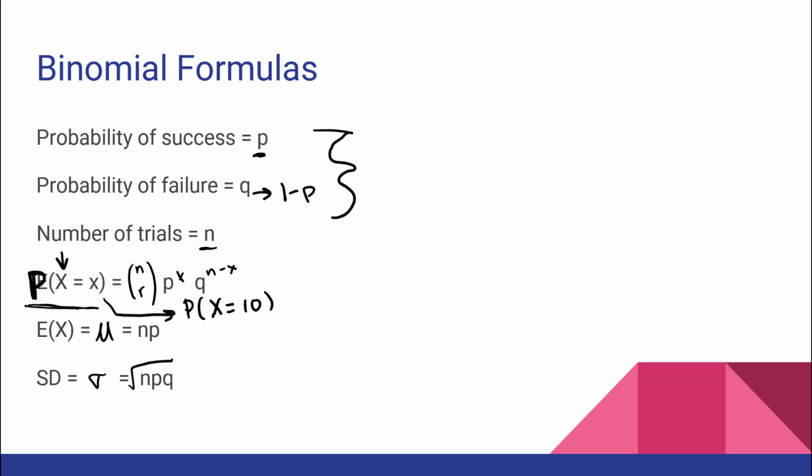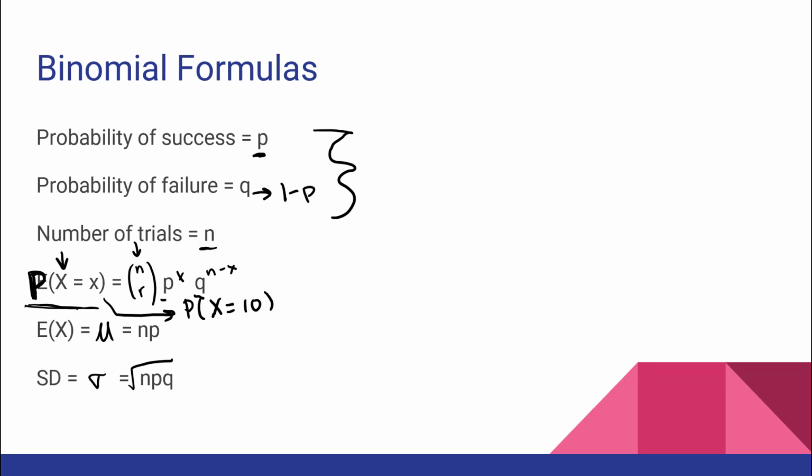So this is equal to the combinations of n choose r. So out of our 50 people, how many ways can we get 10 people out from there? So how many unique groups of 10 can we pull from those 50 people? And then times the probability of success to the power of little x, so 10, and then the probability of failure, q, to the power of n minus x, so all the remaining trials.